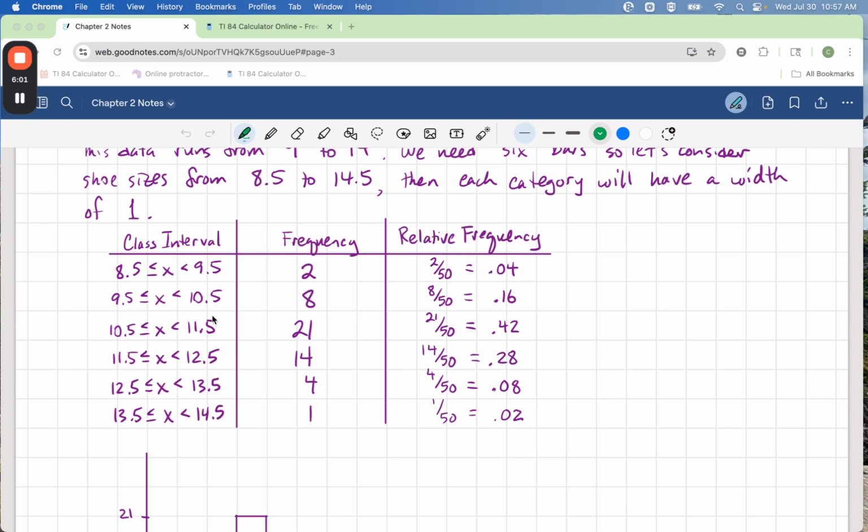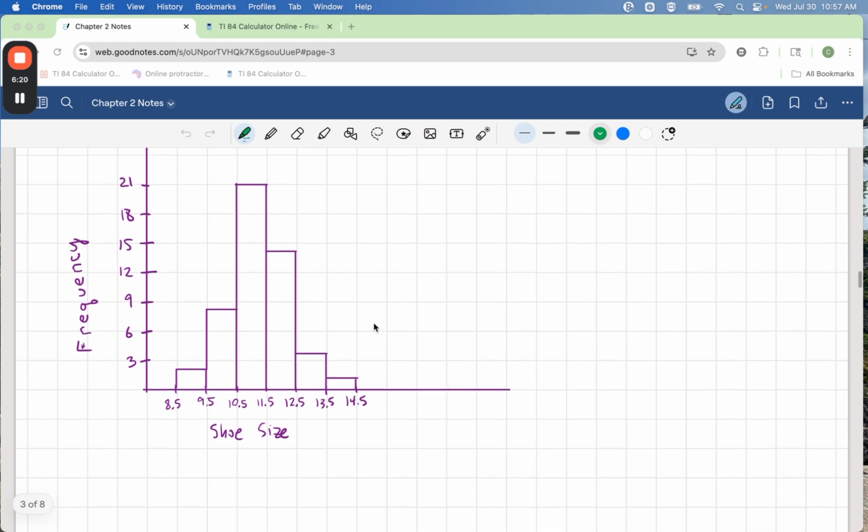So 25% of the people are going to have less than 11.5, right? Because you add the 42% more. So somewhere in there is going to be the first quartile. The first quartile is going to be between 10.5 and 11.5. And we're going to be able to use a calculator to do those, and I'm going to show you how.